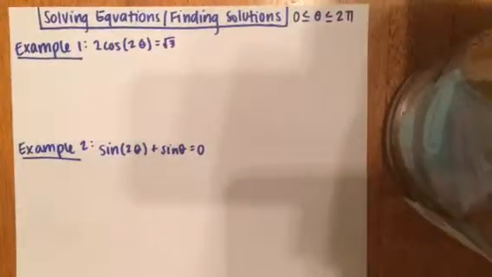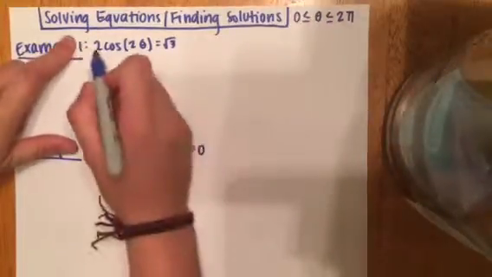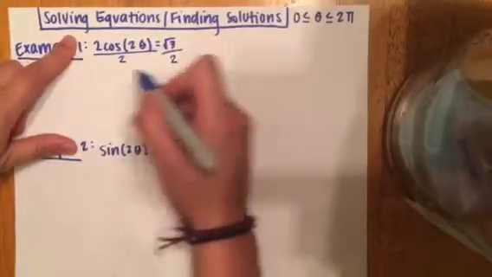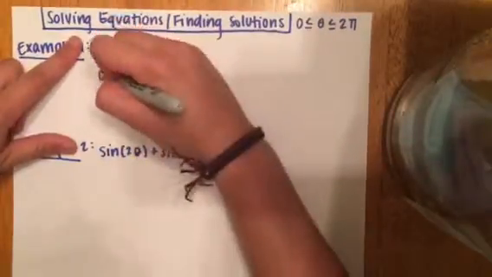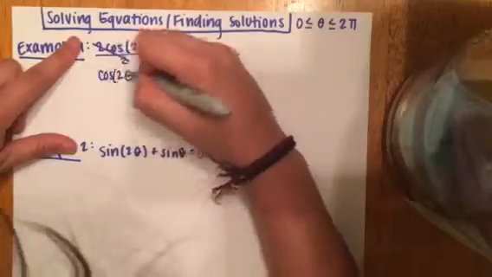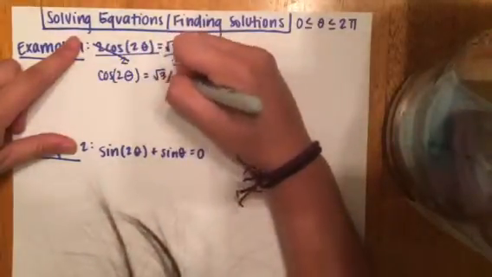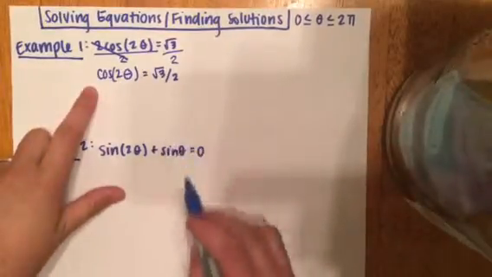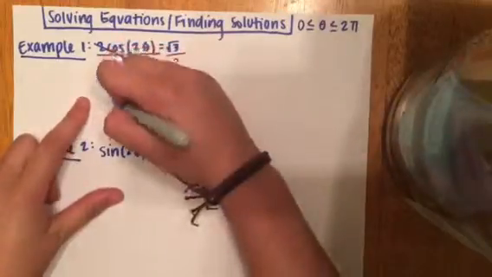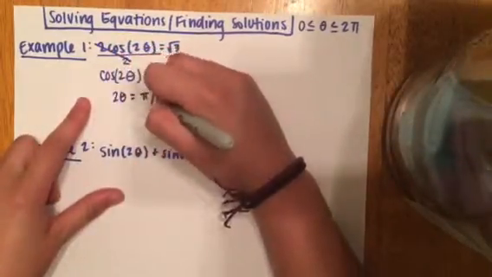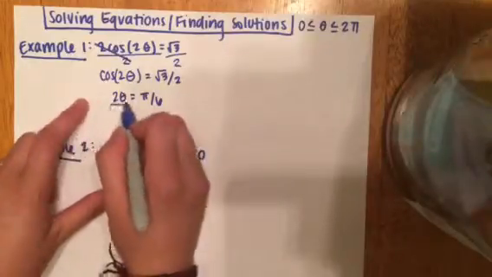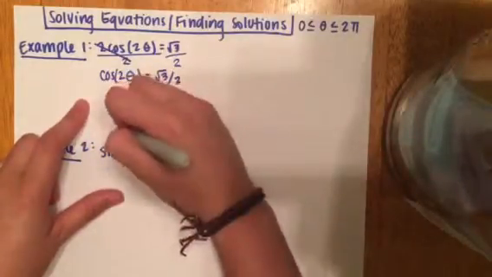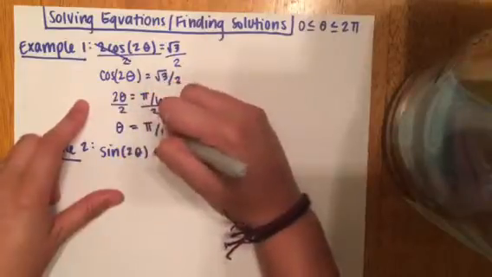Alright, so for the first example, we have 2 cosine of 2 theta equals root 3. So the first thing we're going to do is take this first 2 we have up here at the front and divide it on both sides. And so that cancels out on the left side, and we're left with cosine of 2 theta equals root 3 over 2. And referring to the unit circle, we know that where cosine is root 3 over 2 is pi over 6. So 2 theta equals pi over 6. I'm going to divide this last 2 on both sides, and we're left with theta equals pi over 12.